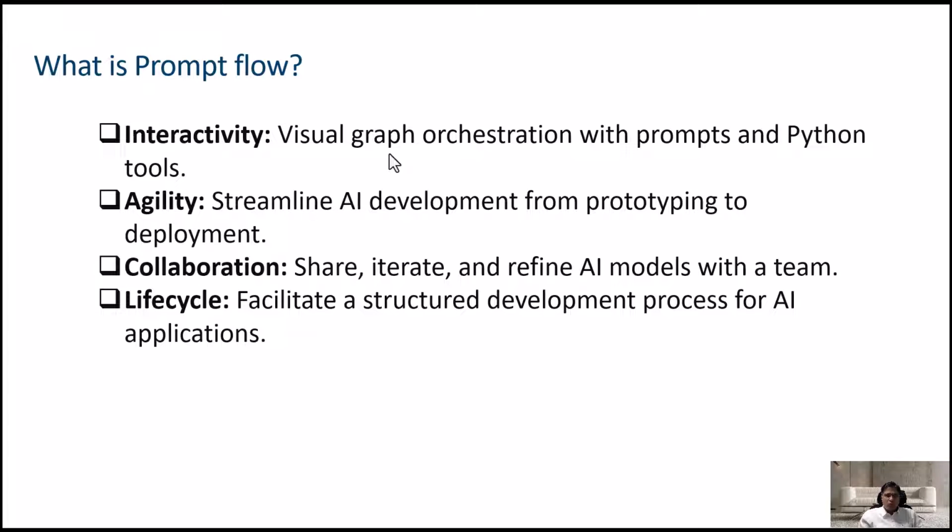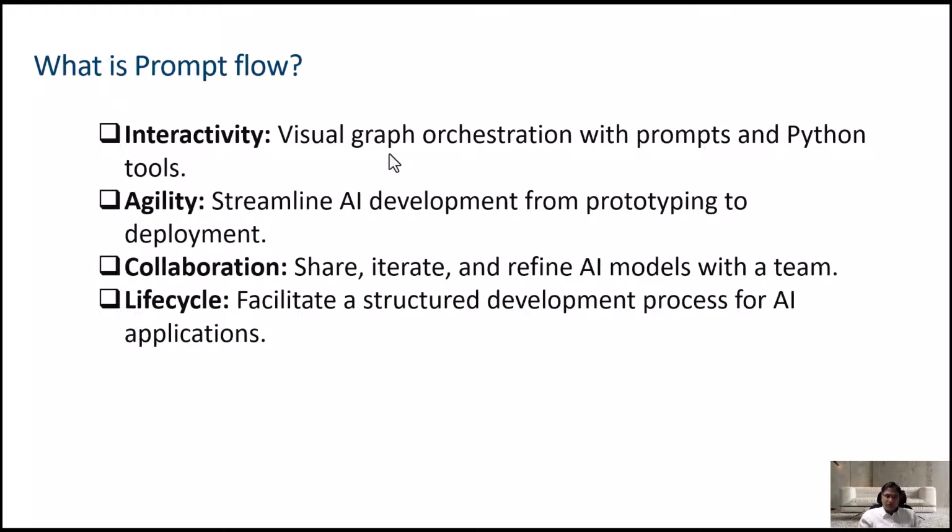It helps you provide AI development from prototyping to deployment. That means you can create a prototype, deploy that prototype in the playground area, and then once you are satisfied with the prototype, you can deploy it into the production or QA environment. It provides you a unique capability to share this code or iterate on it, or refine the AI model through multiple iterations with your team.